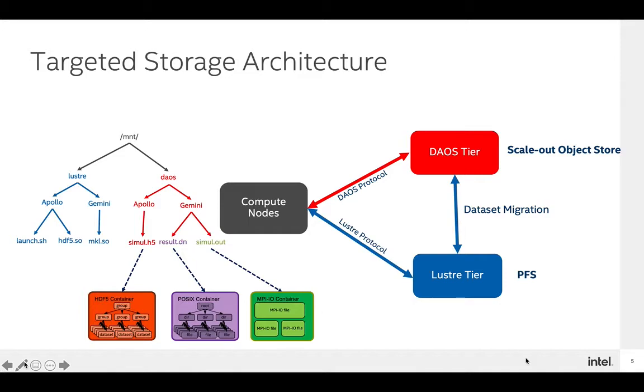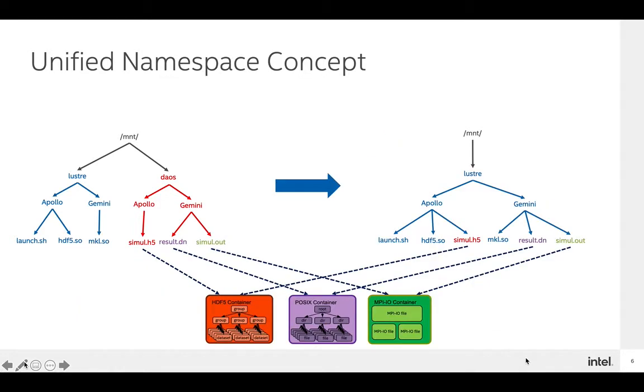Like it's represented here. You have simul.h5, which is a special file inside the DAOS namespace that points at an HDF5 container, result.dfs that points at the POSIX container, and simul.out that points at an MPIO container. And inside this DAOS tree, you can navigate, you can do cd /mnt/daos/gemini/result.dfs, and you will automatically see the content of the container, even if you have moved to a new container effectively.